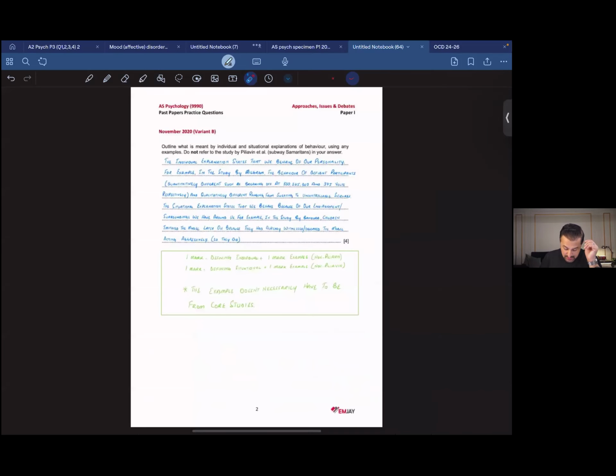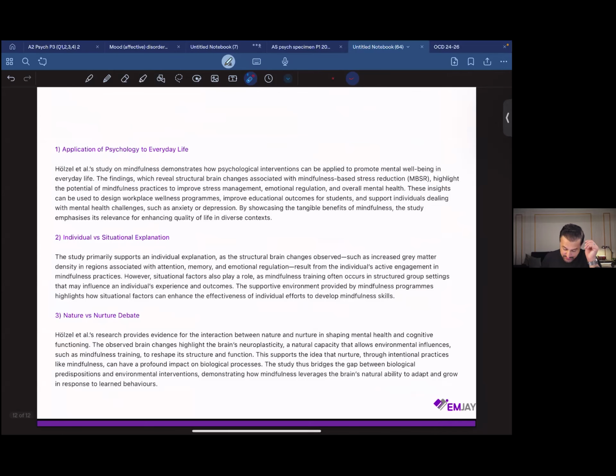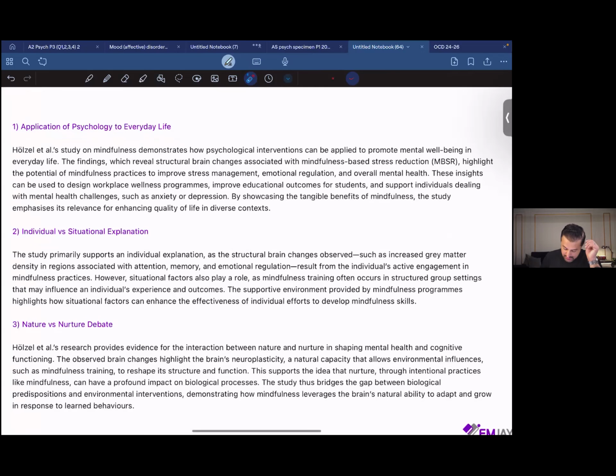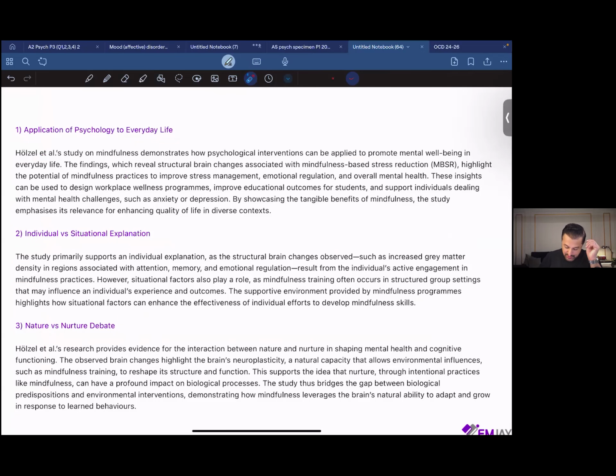Moving on, this has to do with Holzel et al. A real quick revision on this as well. Let's just do this in another lesson.